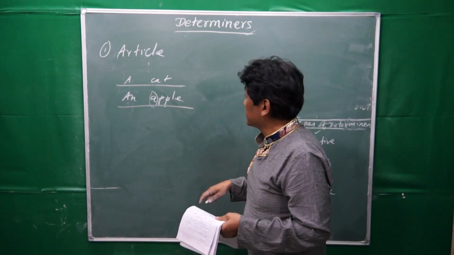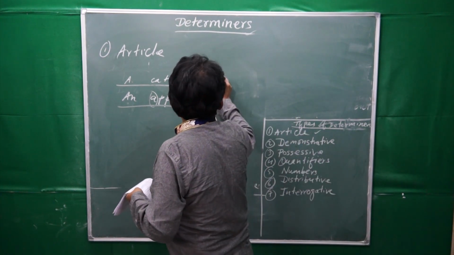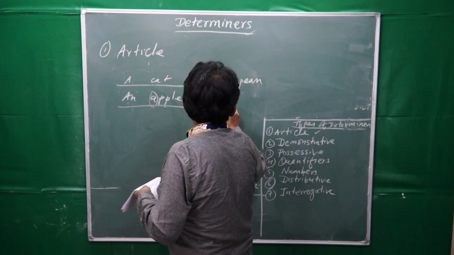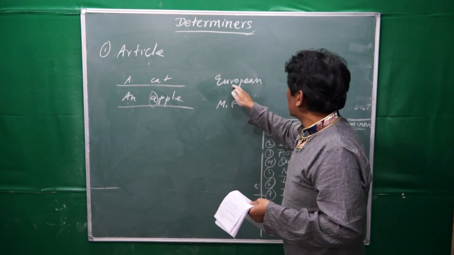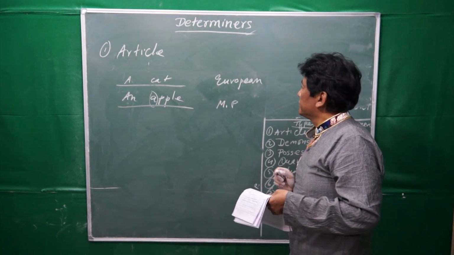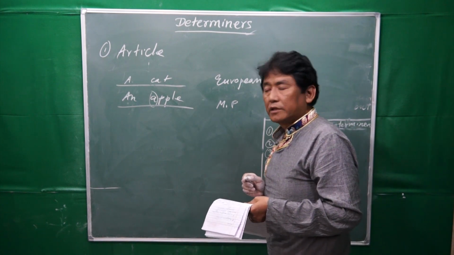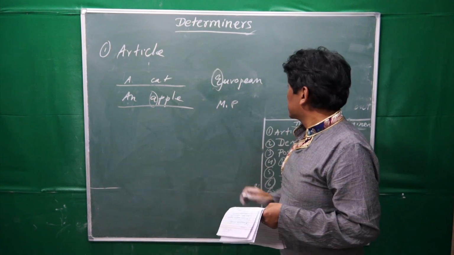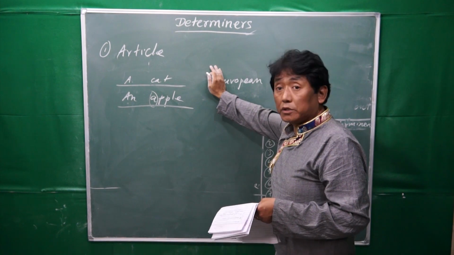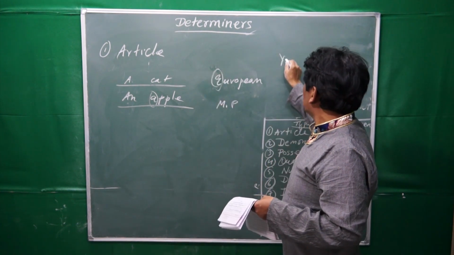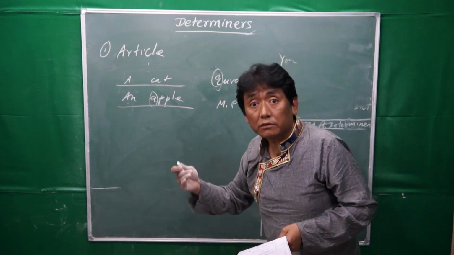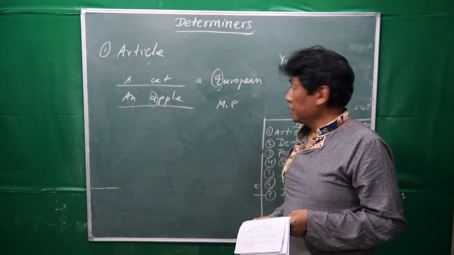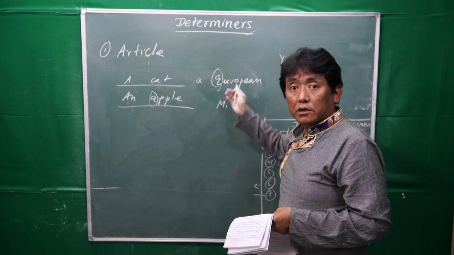But sometimes what happens is, it's just like this. Now, in this E-U-R-O-P-E-A-N, European, when we talk about European, the first letter here is a vowel, but we say it with a Y sound. U starts with a Y sound, European. So we write a European. We don't write an European because the sound is a consonant.